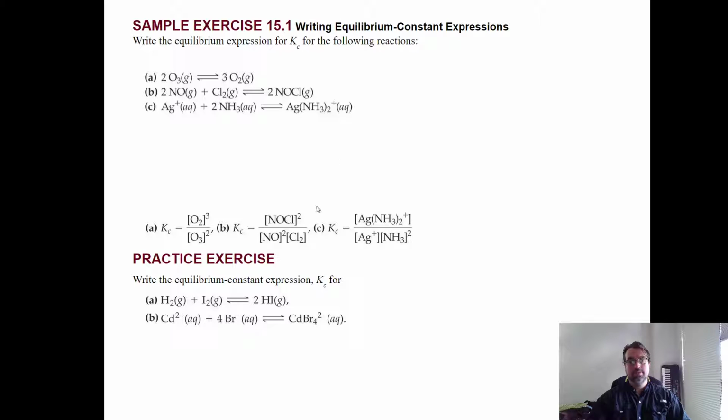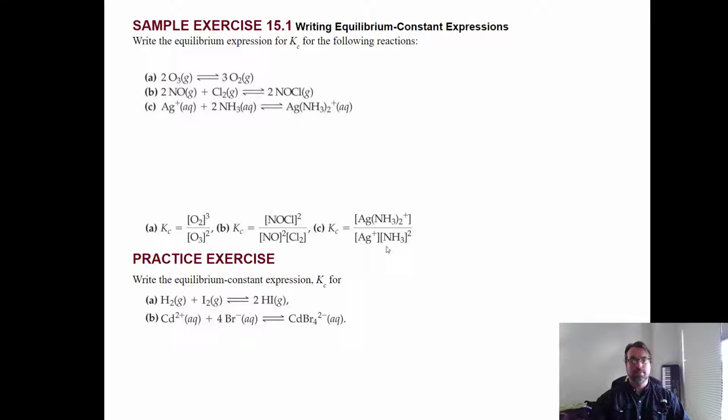NO2 on the bottom, or sorry, NO, it's on the bottom, it's squared because it has a 2 in front, and it's next to the concentration of Cl. And this one over here is NOCl, it's squared and it's on top.